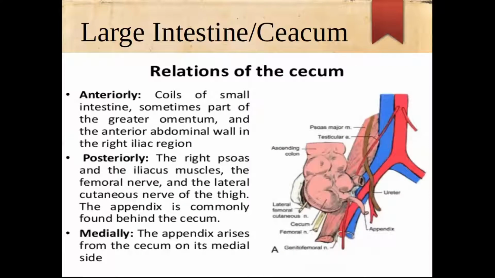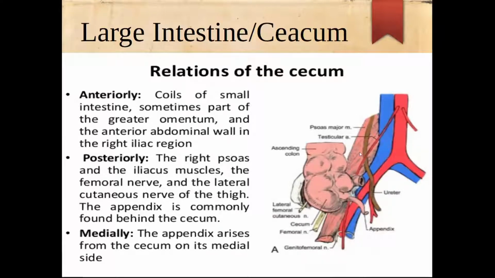What is the relation of the cecum? This picture shows the relation of the cecum. Anteriorly, sometimes we find coils of small bowel, sometimes the greater omentum in front, and the anterior abdominal wall in the right iliac region.